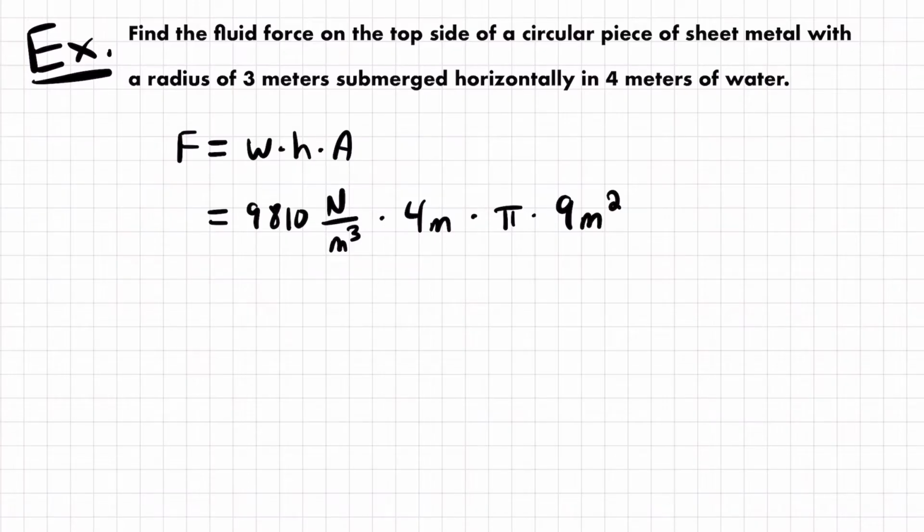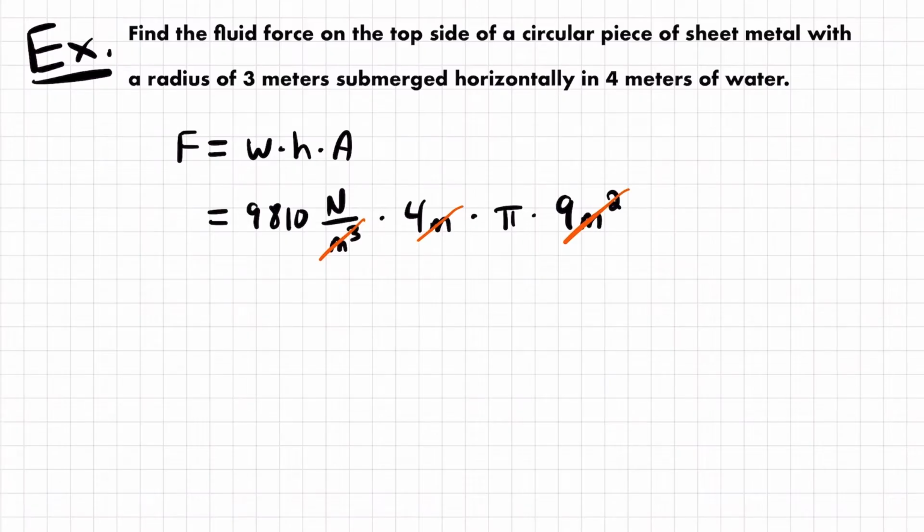And now, similar to our previous example, watch what's going to happen to our units. We have newtons per cubic meter, and then meters times meters squared. Meters times meters squared will be meters cubed, which will cancel out with this meters cubed down here in the denominator. And so, all of the meter units are going to cancel out, which is just going to leave us with newtons, which is the unit of force for the metric system. And so everything works out here.